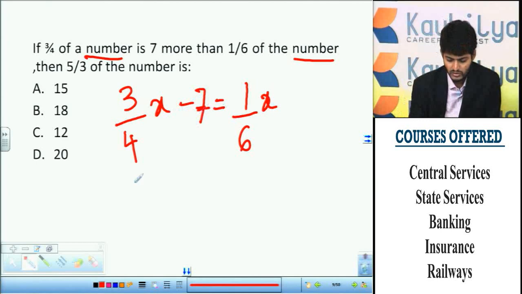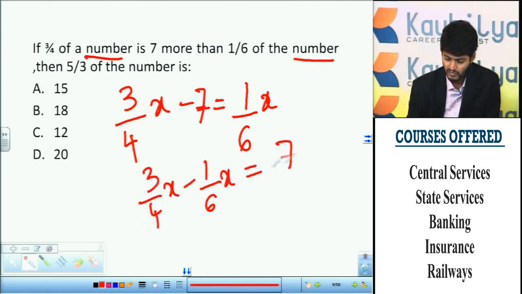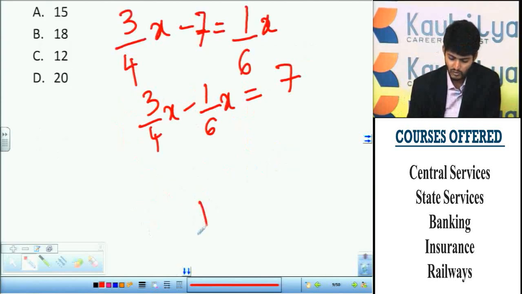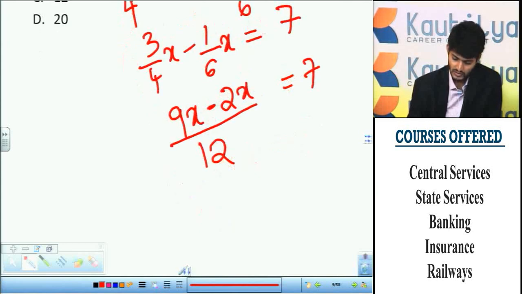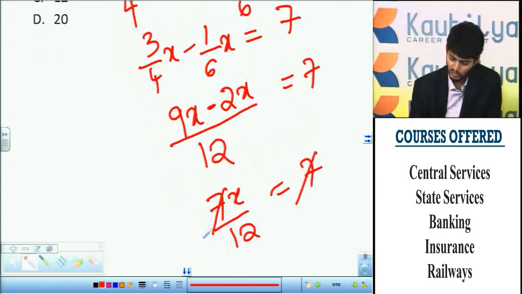So 3/4 of a value minus your 1/6 of a value will be equal to 7. So in this case, you can take an LCM, which would be 12. 4 and 6: 4 3s are 12 and 6 2s are 12. So 4 3s are, so you will get 3 3s are 9x. 6 2s are, so 1 into 2 will become 2x, would be equal to 7. So in this case, you get 7x by 12 is equal to 7. So here 7 will get cancelled, so you will get 1. So x would be 12 in this case, right?